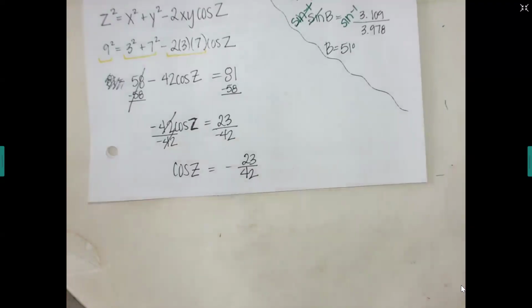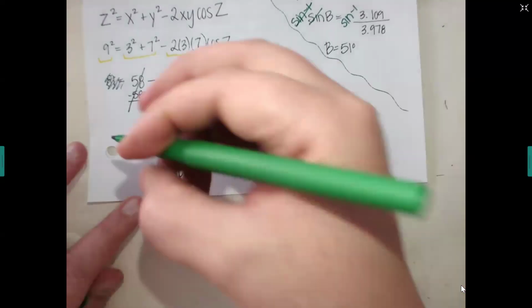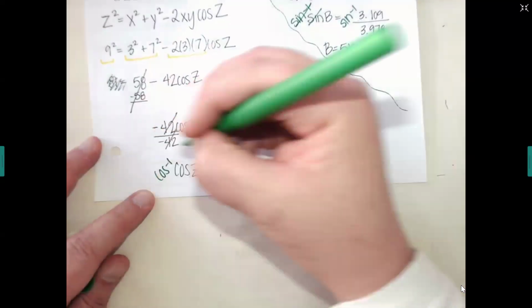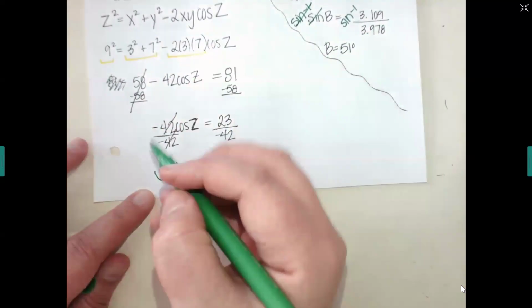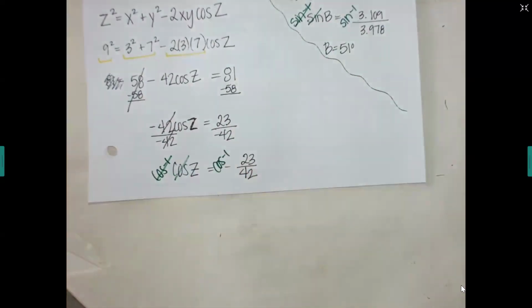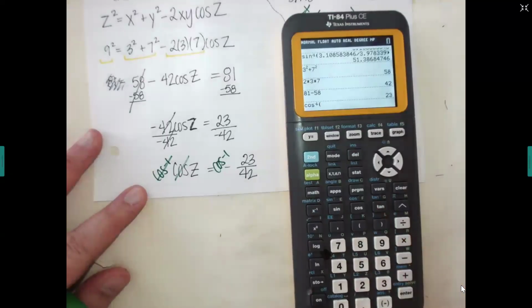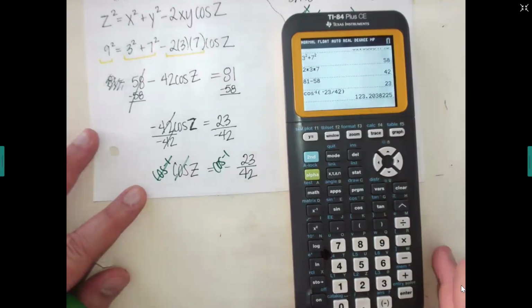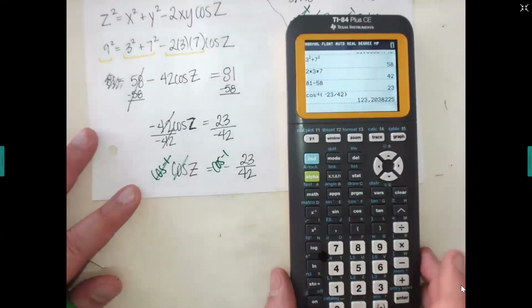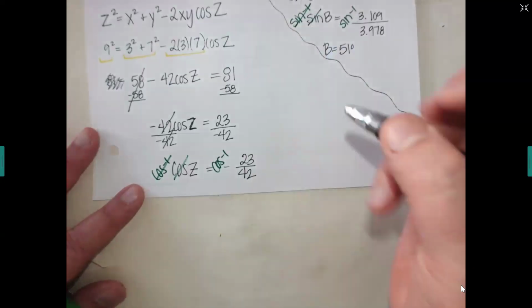From here, how do I get rid of the cosine to solve for the Z? Inverse cosine. So in your calculator, do second cosine, and then on the fraction, negative 23 over 42. Negative 23 over 42. And you get 123.